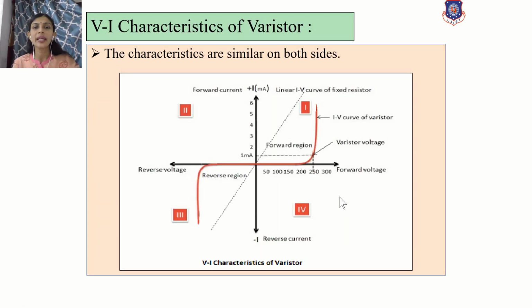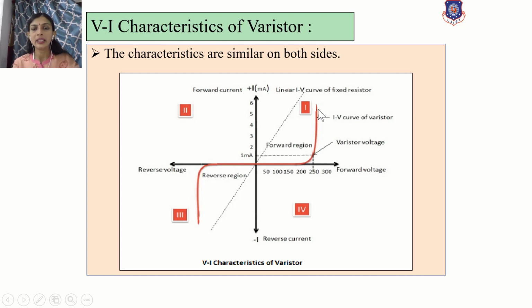Now let's continue with the VI characteristic, the voltage-current characteristic of the varistor. The characteristic is always drawn in four quadrants for the VI characteristic of any diode, for example a PN junction diode, Zener diode, or tunnel diode. So first we have to draw the four quadrants: 1, 2, 3, 4. The forward region is drawn in the first quadrant and the reverse region is drawn in the third quadrant.